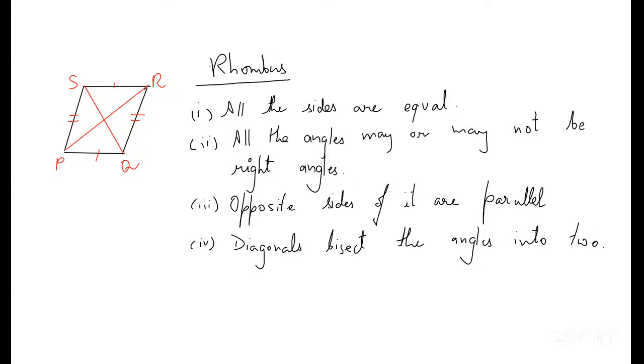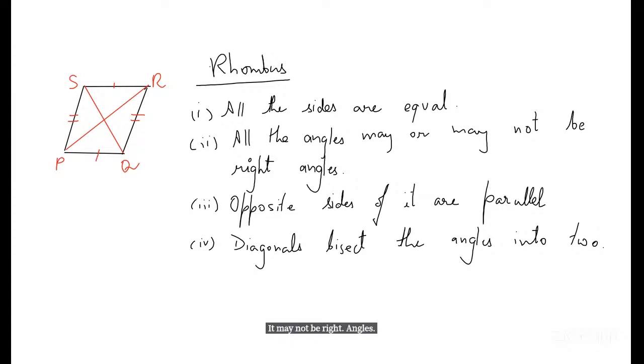In a rhombus, one angle may be a right angle, or there may be more right angles, or it can be that the angles are not right angles, both ways. But then what is the main thing? Its sides are equal. In a square, all the angles are right angles, but in a rhombus, it may or may not be a right angle.